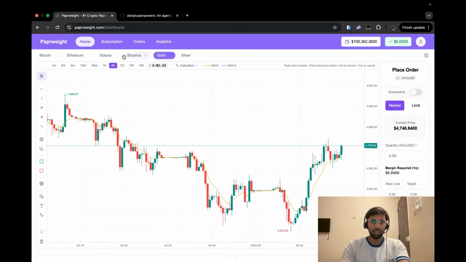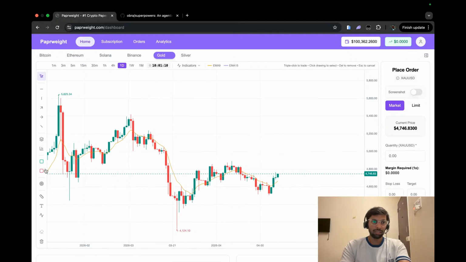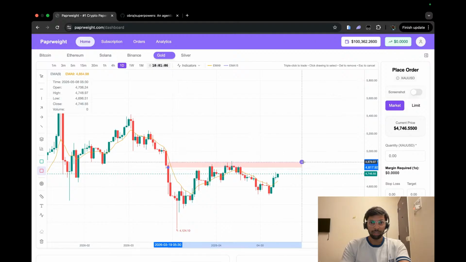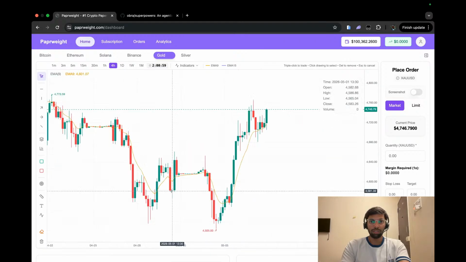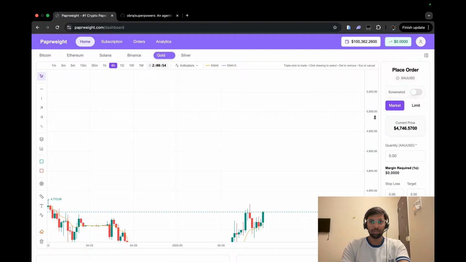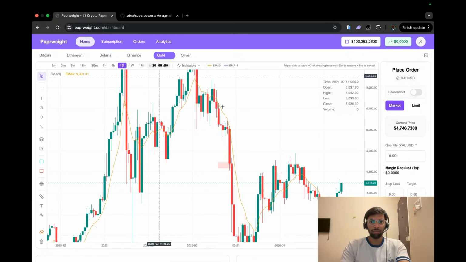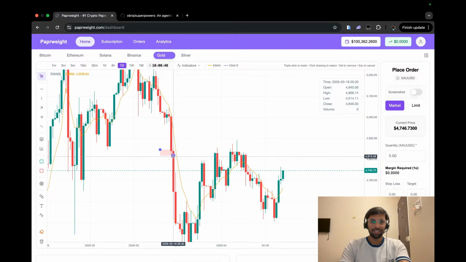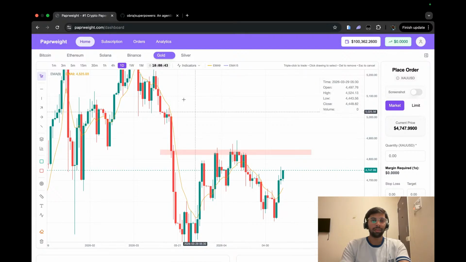This can be considered, let me show you the daily time frame again. So this can be considered as the seller's area, this area that I'm talking about. Right now the market is trying to reach it, but this is quite far as of the daily time frame.